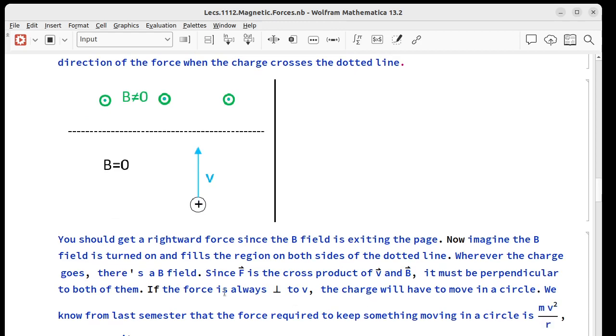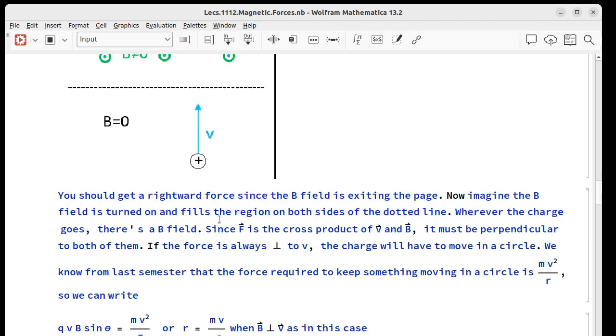Now, since the force is always perpendicular to the velocity, if we had a magnetic field everywhere and we fire this charge into it, what we would notice is the charge wouldn't just turn around 180, it would make a complete circle. It would continue looping around, same circle forever. We know from last semester that if something is going to be moving in a circle, it's going to have an acceleration that's v squared over r, so the force on it has to be mv squared over r.